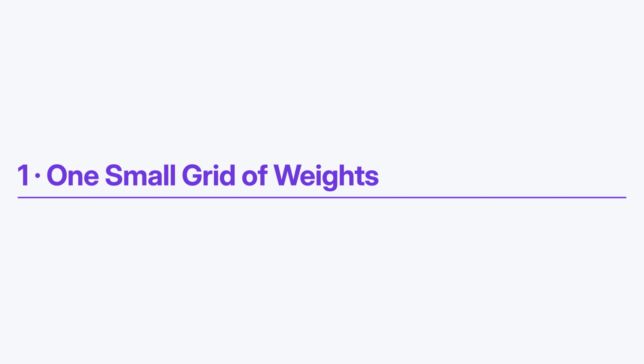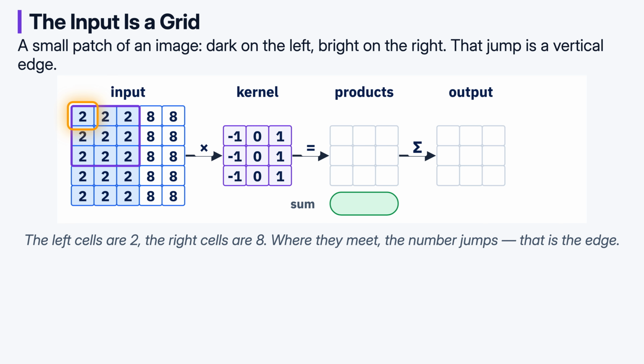Let's start with the kernel itself, a small grid of weights, and what its numbers are for. This is a small patch of an image. The left cells are all 2s, so the left side is dark. The right cells are all 8s, so the right side is bright. Where 2 meets 8, the number jumps. That jump is a vertical edge, and finding it is what this video is about.